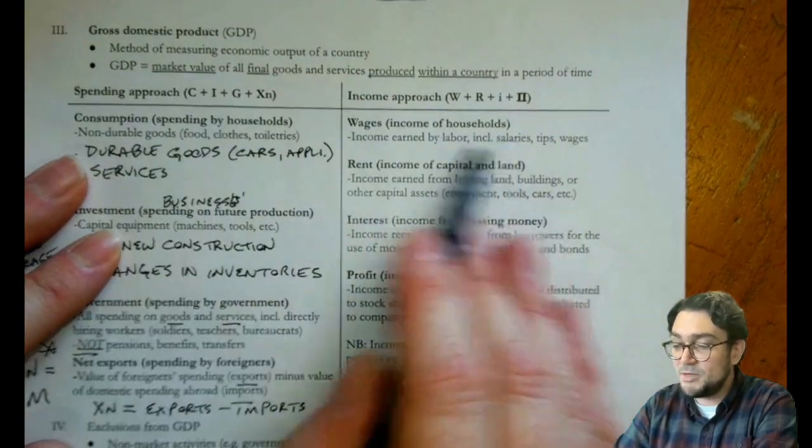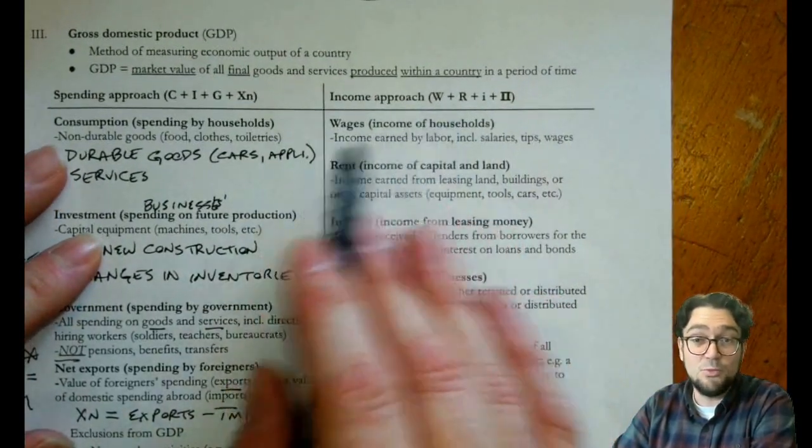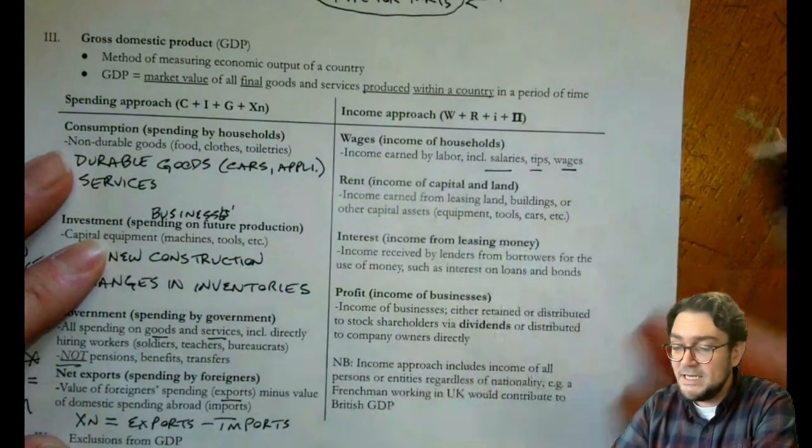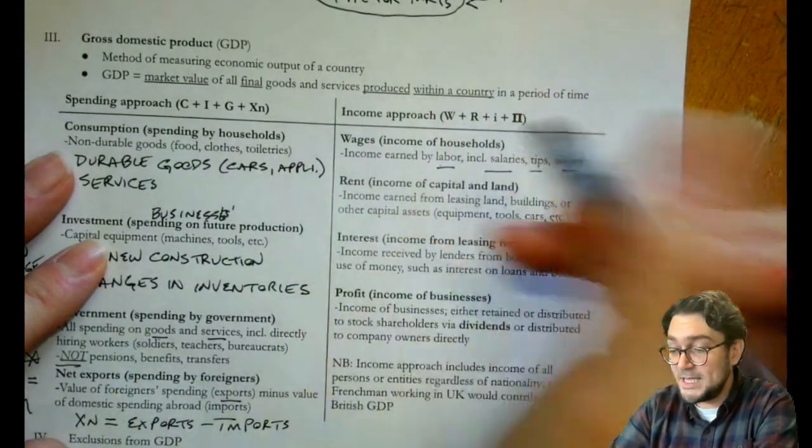We'd add up all the income earned by households. We call that collectively wages, but that could be things like tips, it could be salaries, could be wages, any kind of income earned by labor.